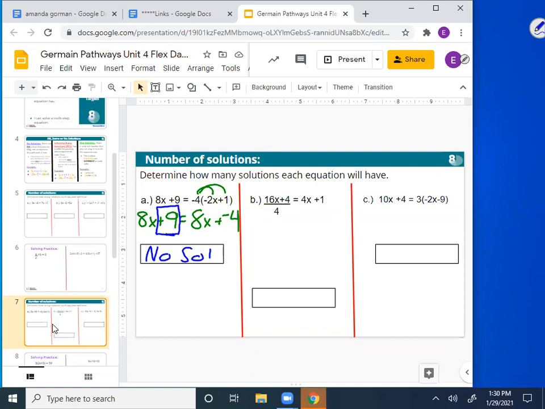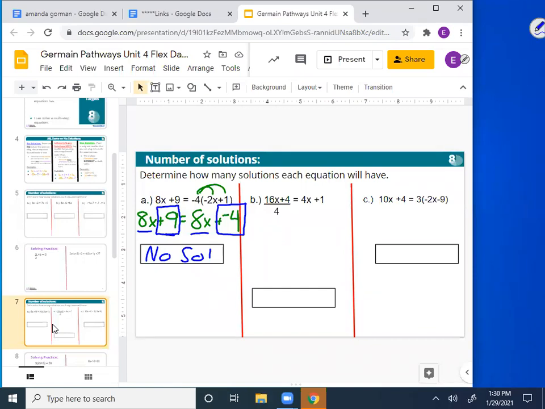We have a constant of 9 and we have a constant of -4. What else do we have to notice about it for it to be no solutions? Billy. So the constants are different, but what's the same? The variables. Our variables. Very good. We have the same variable of 8x on both sides. So it's going to be no solutions or infinitely many, and then we need to look at those constants. They're different. Boom.